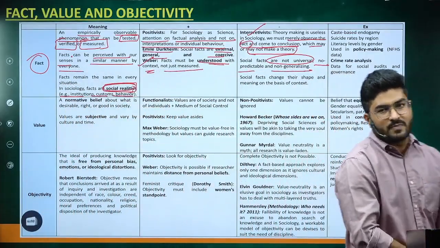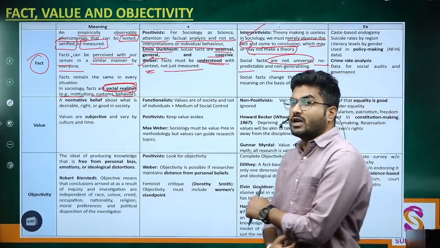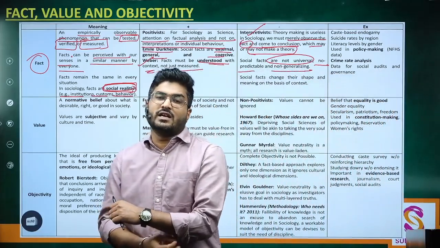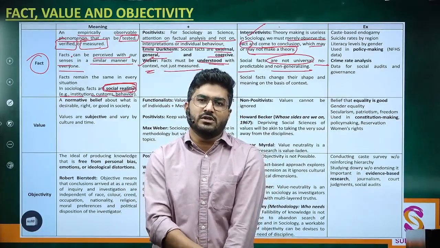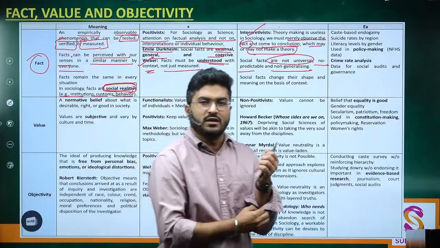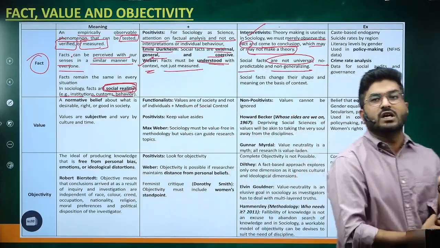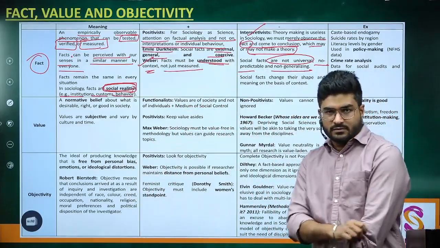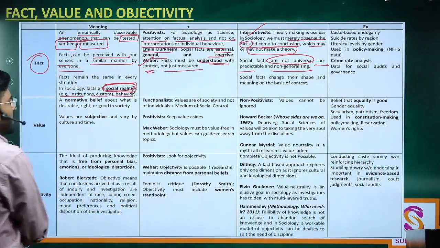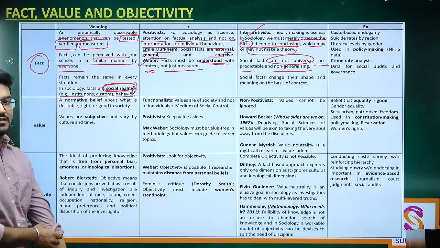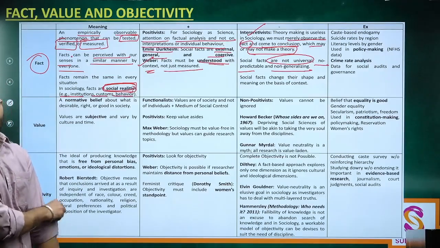Polygamy is bad, but if we look for the cultural context, then we say that tribals are polygamous in nature. Mostly tribal societies are polygamous in nature. For example, Nayars in Kerala. So what is that? The value is again cultural based. So the normative belief about what is desirable, right or good in society, that is what value is all about.